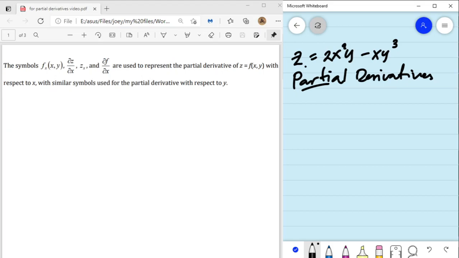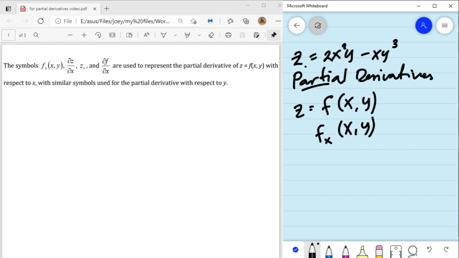It could be f sub x of xy, that is if z is expressed as the function f with the independent variables x and y. So z here is f of xy. Then the derivative would be written as f sub the variable wherein we derive it from. Let's say we derive it with respect to x, so that would be f sub x of xy.